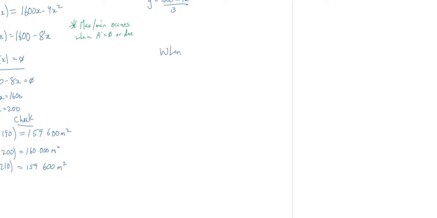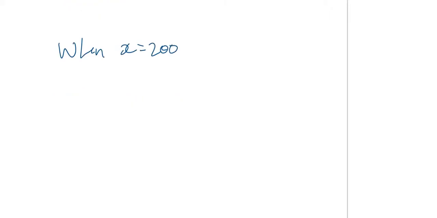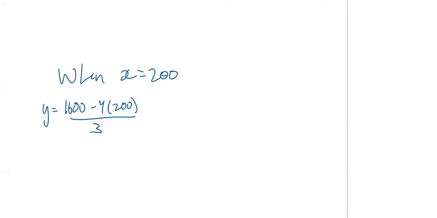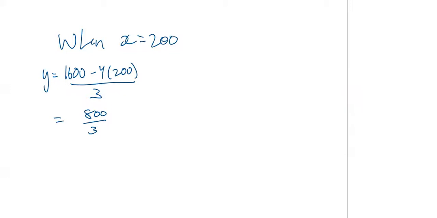So when X equals 200, there's my formula. Y equals 1600 minus 4 times 200 over 3, which works out to 800 over 3. And that's one of the small fields. This is not my final statement, but so my width is 200 and my length is 800 over 3 of those, right?